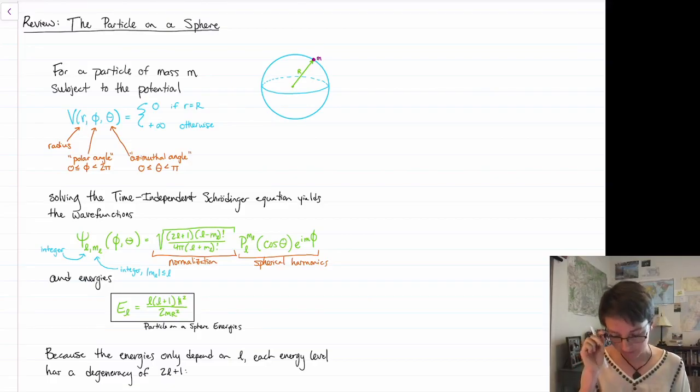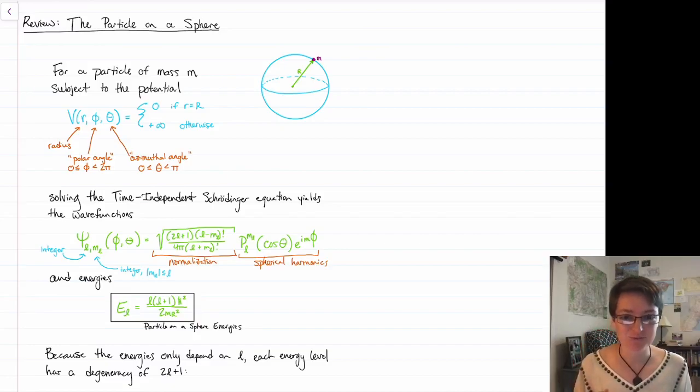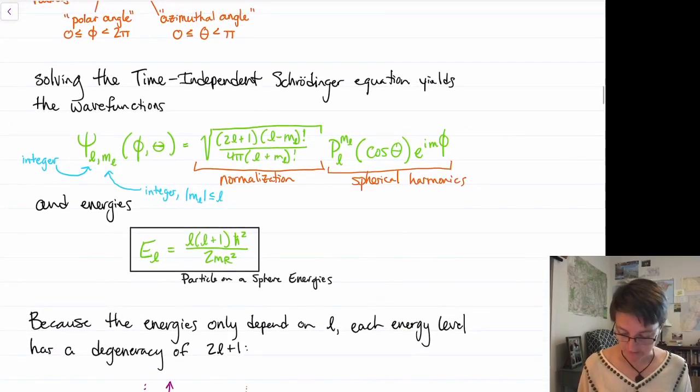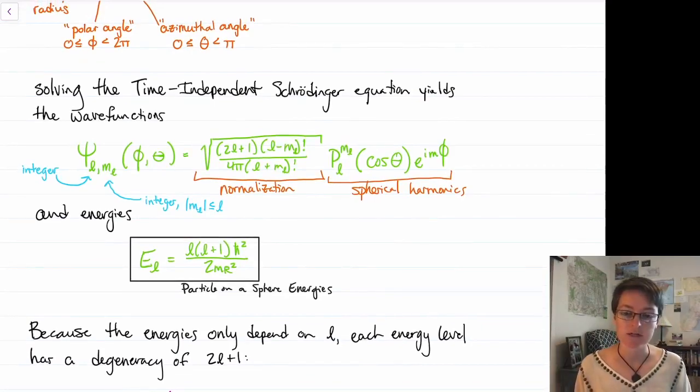Otherwise, the potential is going to go up to infinity, and the particle is not going to be allowed to exist in that region. We did the arduous process of solving the time-independent Schrodinger equation for this potential, and we realized that the wave functions are none other than the spherical harmonics. And the energy expression, fortunately, is much more mathematically simple. It's that the energy levels for a particle in a sphere are given by a quantum number L times L plus 1 times Planck's constant, h bar squared, divided by 2 times the mass of the particle times R squared, where capital R is the fixed distance between the origin and the particle.